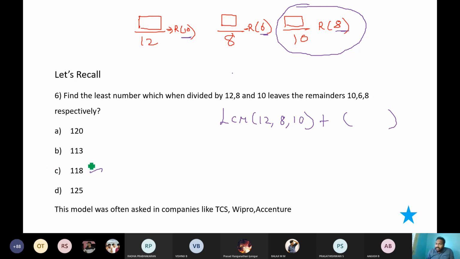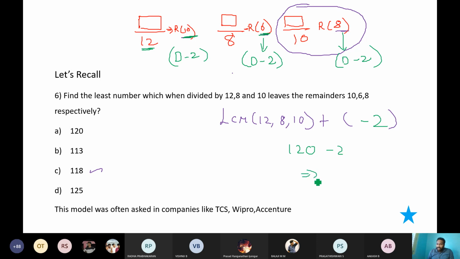Let me tell you this way. Listen, the numbers are not selected randomly. 10 is actually its corresponding divisor minus 2, 12 minus 2. 6 is actually divisor minus 2, 8 minus 2. 8 is actually its corresponding divisor 10 minus 2. So all you're supposed to do is find out the LCM, subtract 2 from it, not add 2, subtract 2 from it. What's the LCM of 8, 10 and 12? 120 minus 2. So my answer is 118.